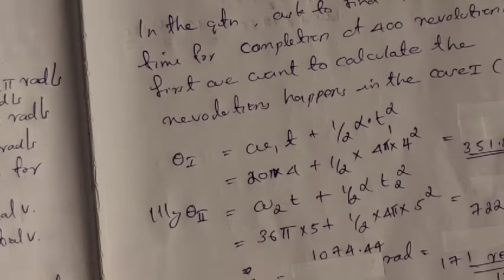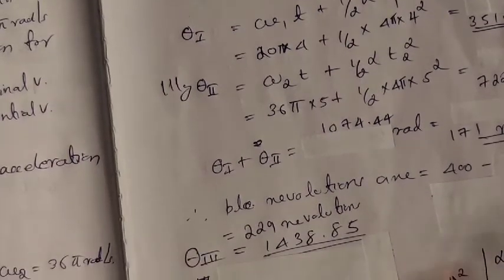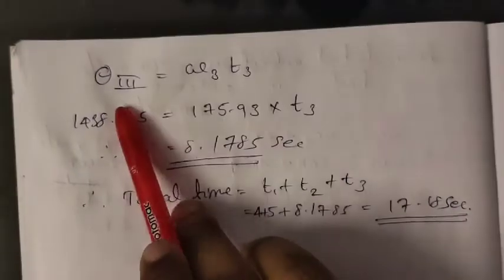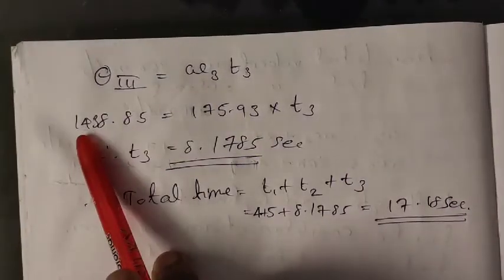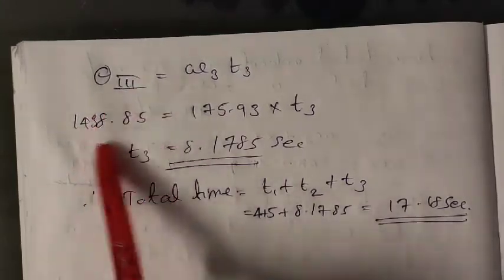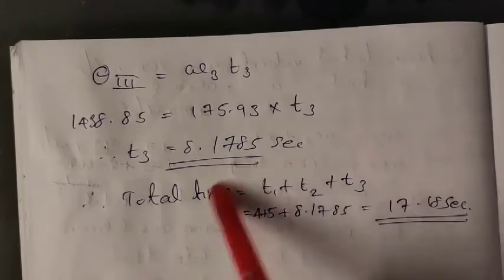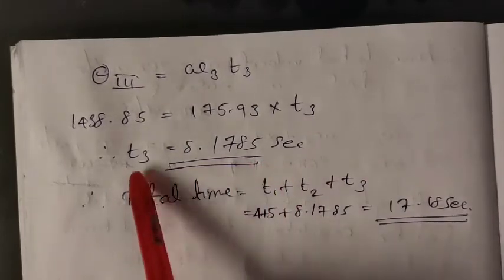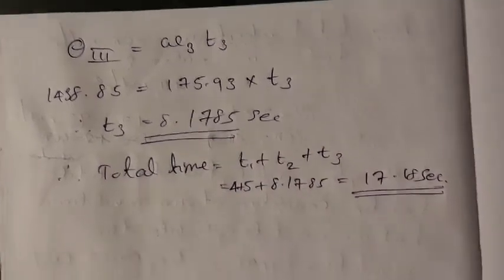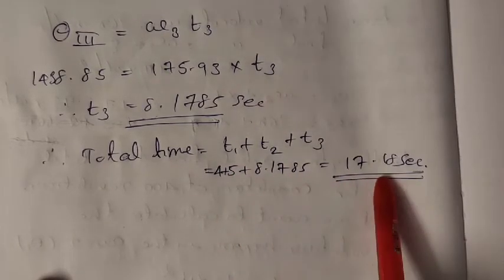The total number of revolutions is 400, so 400 minus 171 gives 229 revolutions remaining for the third section. Converting 229 to radians gives 1438.85. To get the time for the third section, we substitute the values; omega 4 and omega 3 are the same because the velocity is constant. This gives t3. The total time for 400 revolutions is t1 plus t2 plus t3, that is 4 plus 5 plus 8.17, which is 17.18 seconds.